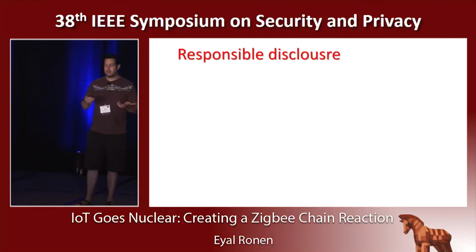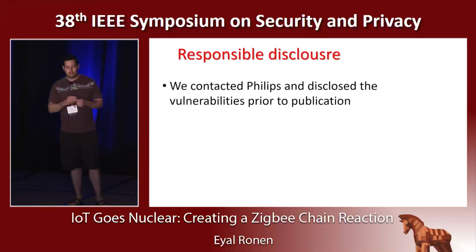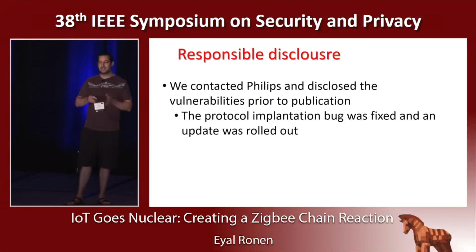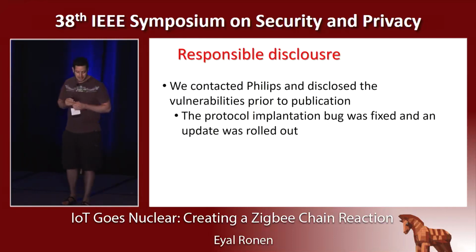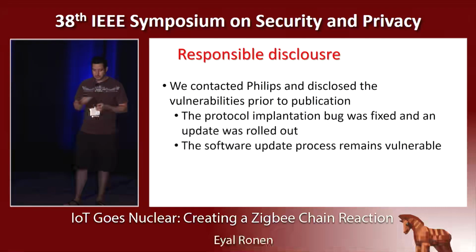We are responsible people, so we did responsible disclosure. We talked with Philips, and we disclosed all of the vulnerabilities a few months before we published. The protocol implementation bug was actually fixed using the same software update mechanism that we attacked previously, which is nice because it is a security mechanism. Unfortunately, it wasn't secure enough. Currently, the software update process is still vulnerable.